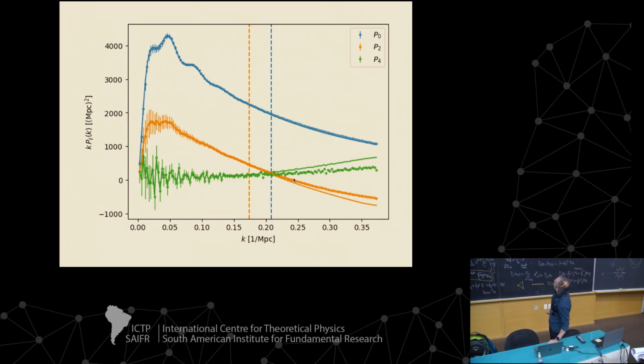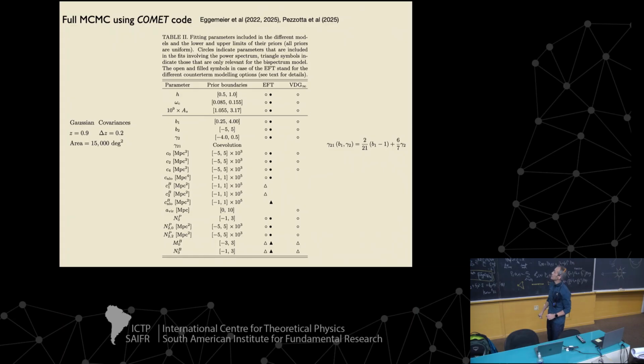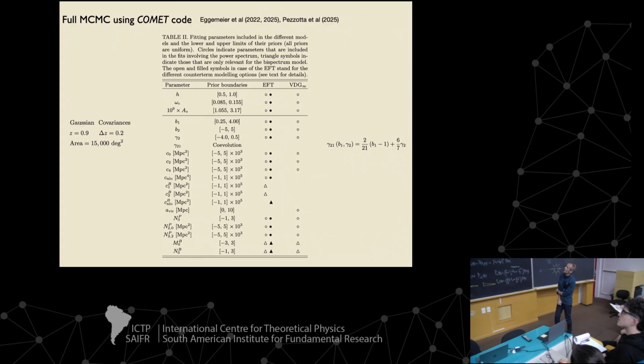For the quadrupole, which is this guy, eventually you run into some deviations, and the hexadecapole is very hard to measure. So eventually, as you go to small scales, of course, perturbation theory is not enough. Now let's see how this impacts cosmological parameter determination.